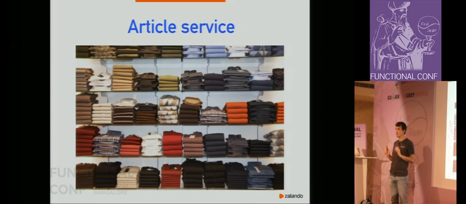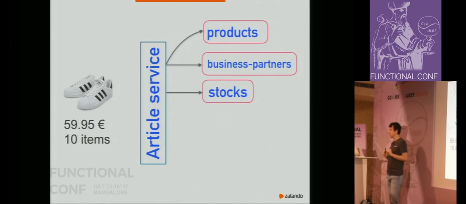And the article service is a very simple microservice. So if you're a vendor, you say, I have a pair of shoes I can sell, a pair of Adidas, I have it for a given price, and I have that many items in my stock, you can use this service to register yourself and say, okay, I can now sell those shoes. And what the article service does, it goes through other services. First of all, to check if you're a registered partner, if everything is correct in your contract, and then talks to the catalog to know if the shoes already exist or not, check the stocks and so on.